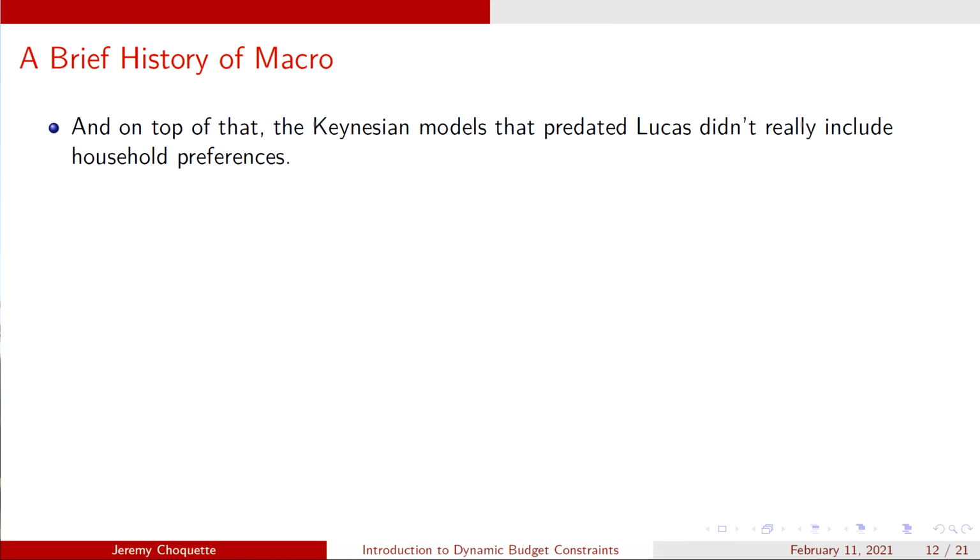Now, on top of all that, these Keynesian models that predated Lucas didn't include household preferences. And you're probably at first going like, okay, big whoop, who cares? But let's think about this for a minute. If we don't include households, what is the economy made of? It's made of households. Literally, the entire economy is households. Now, these households demand things. They also supply labor, right? They supply capital. They invest. Everything that's happening is happening within these households, right?